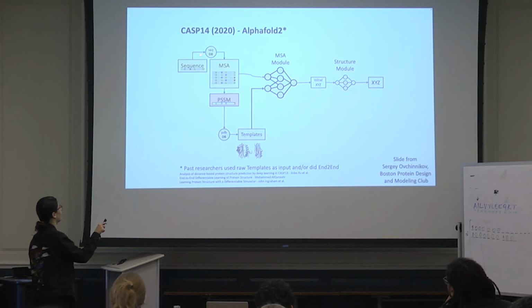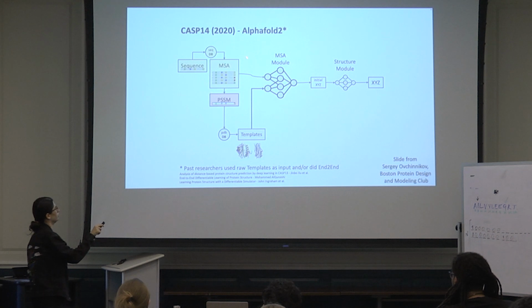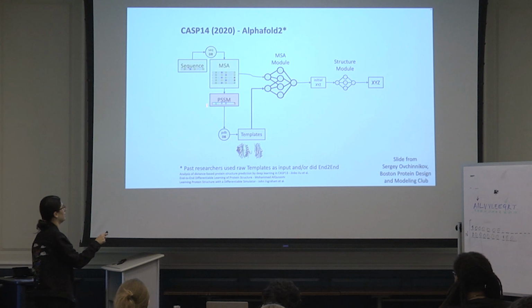If we have a sequence that we can search against a database and it's possible to come up with some MSA, then we can construct some type of similarity matrix based off of the alignment and feed this through our network.